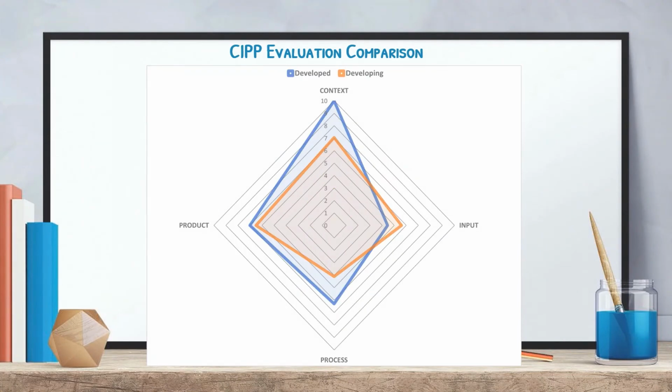And this is the evaluation comparison. As we can see, from the context, which is the plans, developed is the blue ones and the orange one is the developing countries. Both in the context and process, developed countries were rigorous and followed the plan. Input wise, yes, the developing countries tried to cope up as fast as possible when the time was there. And product wise, at the end, it shows that developed countries did good, but it was very close.